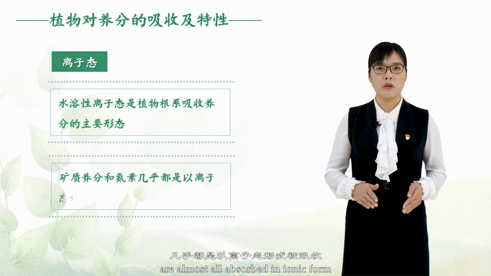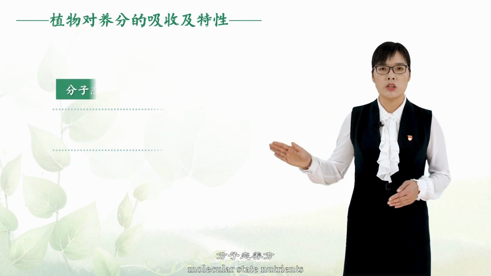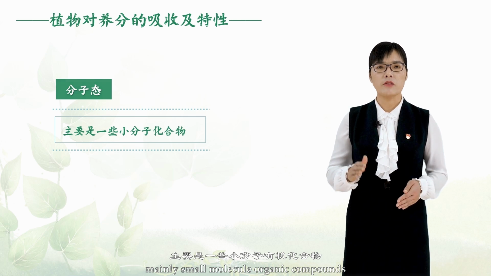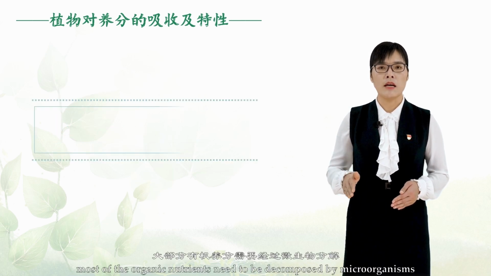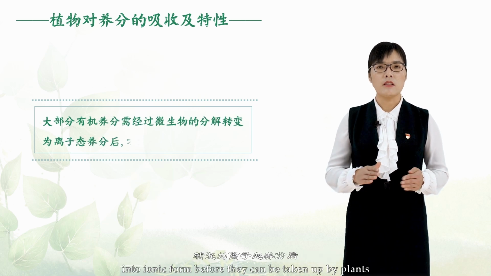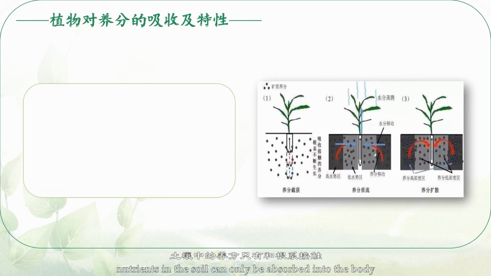Mineral nutrients and nitrogen are almost all absorbed in ionic form. Molecular state nutrients are mainly small molecule organic compounds. Most of the organic nutrients need to be decomposed by microorganisms into ionic form before they can be absorbed and used by plants.